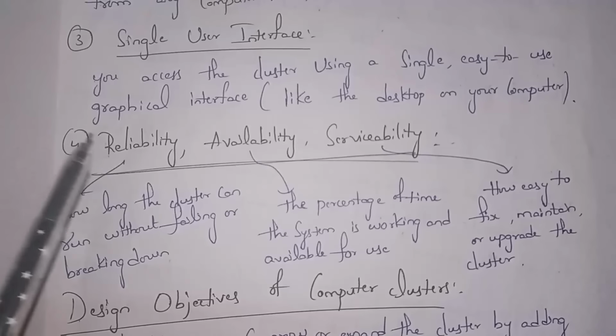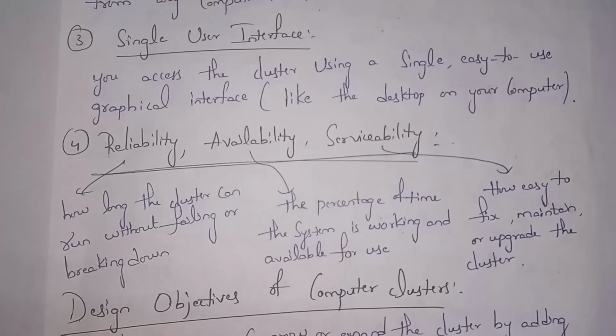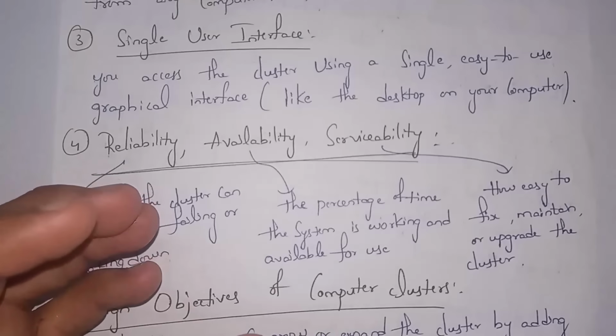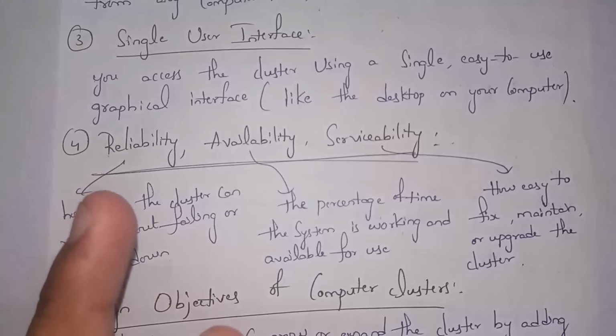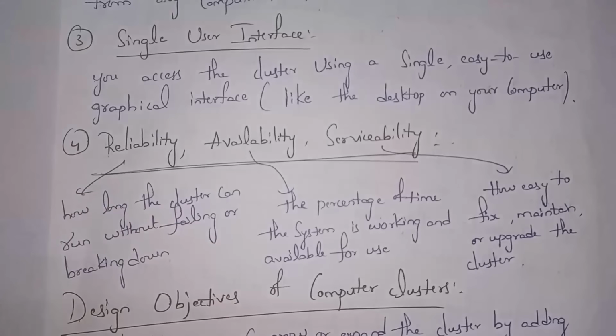And the fourth one is reliability, availability and serviceability. Reliability means how long the cluster can run without failing or breaking down. In a cluster, all computers are connected to each other, so there may be some service problem. How long the cluster can run without failing is known as reliability. How much time a particular system is working and how much time the system is available, this is known as availability.